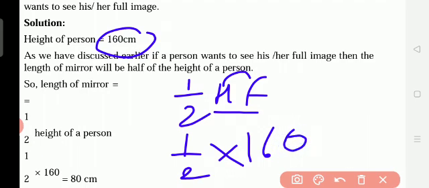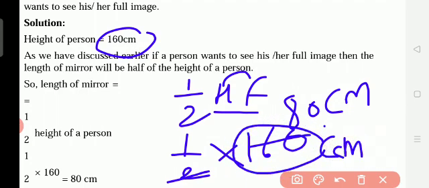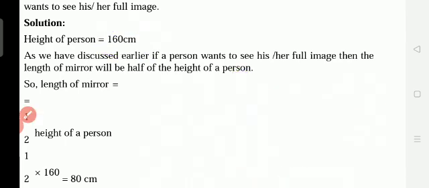Person size is 160 centimeter height. So what would be the length of the mirror if he or she wants to see his or her full image? Half of 160, how many? 80 centimeter. So the person who has the height of 160 centimeter needs a mirror of 80 centimeter length to see his full image.